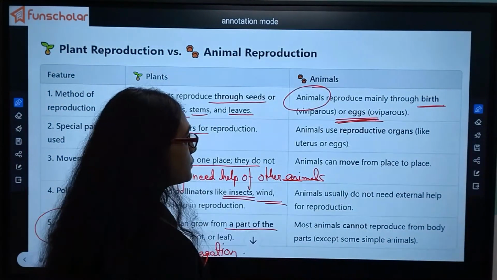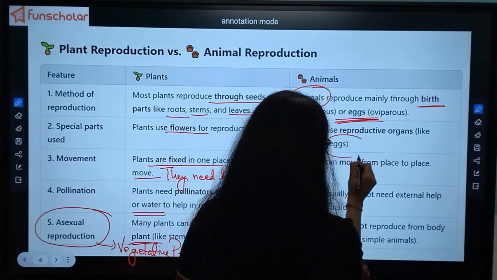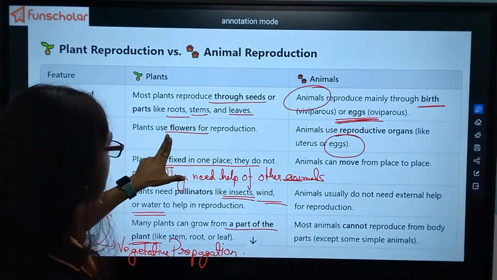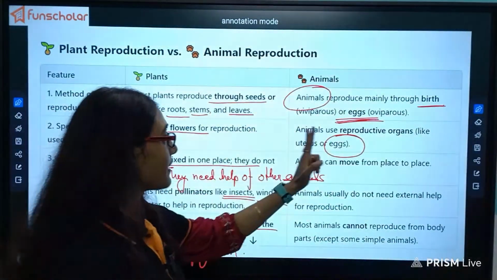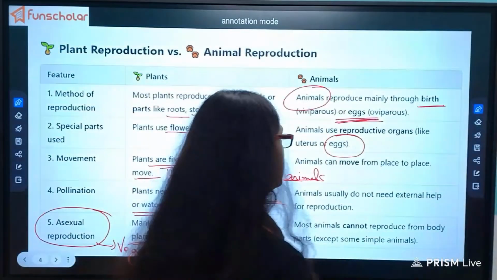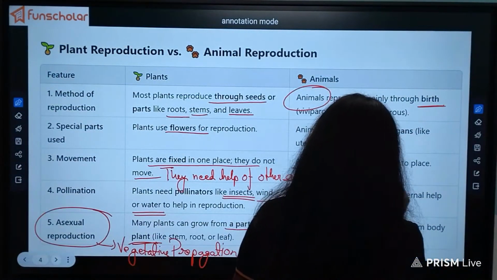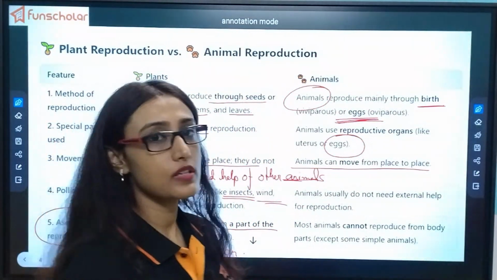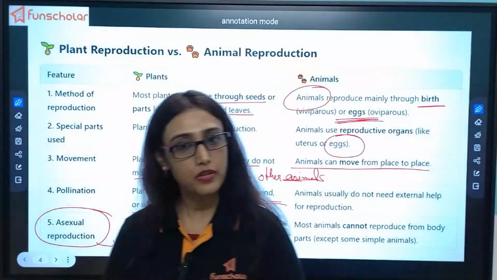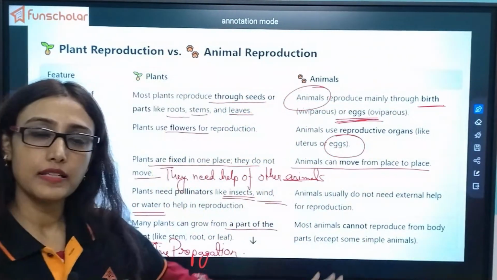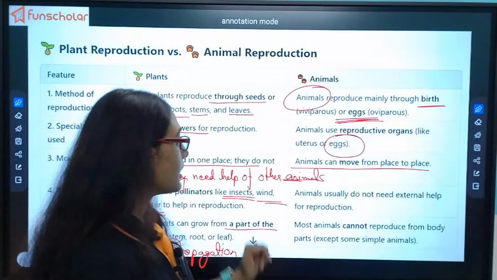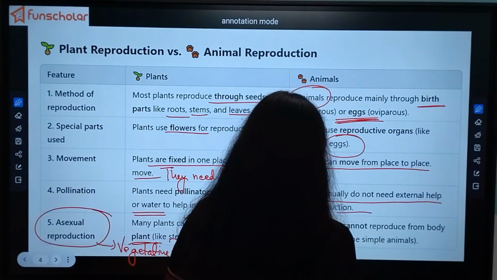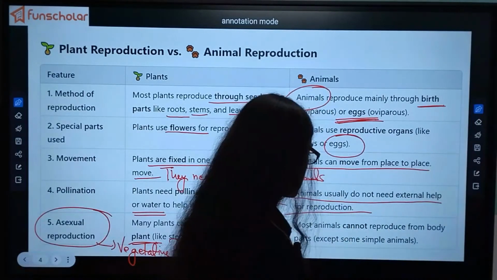Okay, they use what? Eggs for the process of reproduction. Here plants use flowers, but in case of animals they use eggs. Now animals can move from one place to another, so they don't need any agent or some other organism for the process of reproduction. They are completely dependent on themselves. Animals usually do not need any external help for reproduction.